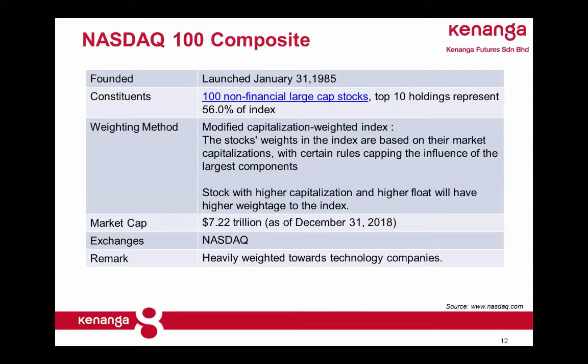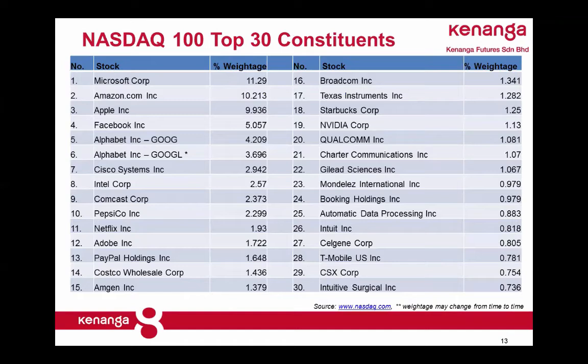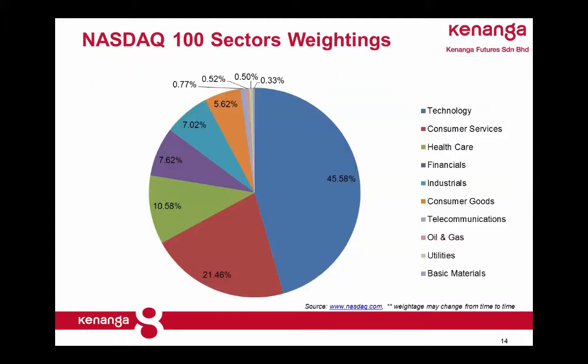In terms of counters, this is the top 30 counters, which is led by Microsoft, followed by Amazon, Apple, Facebook, and Alphabet. Basically, they call it the FANGs.